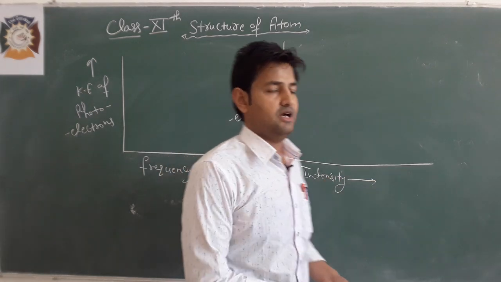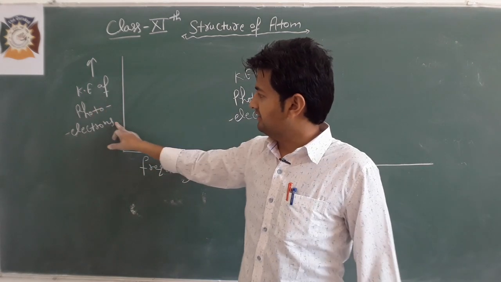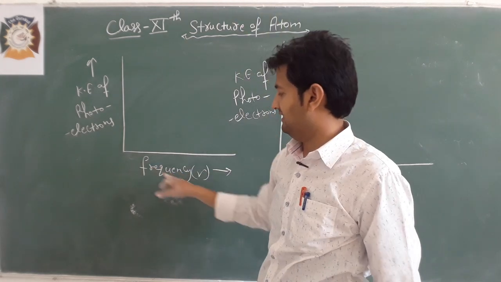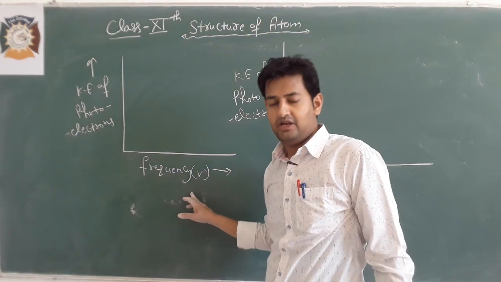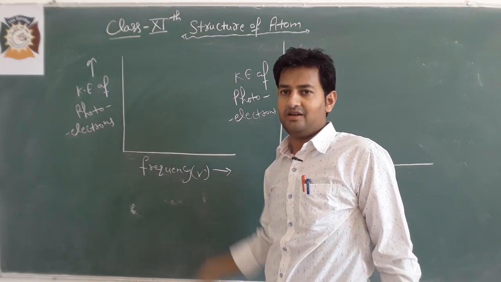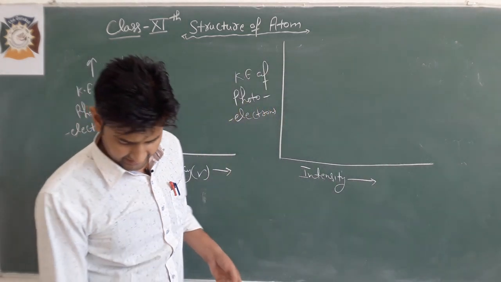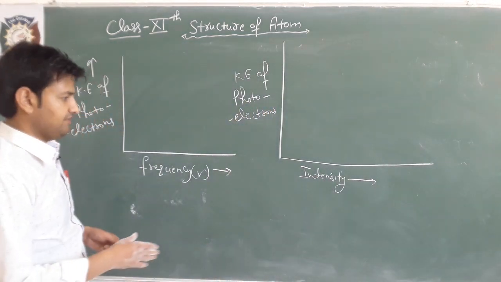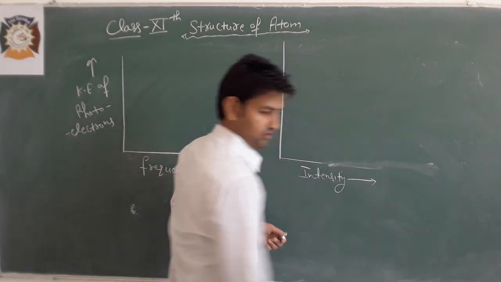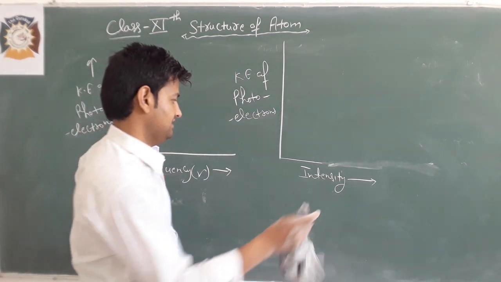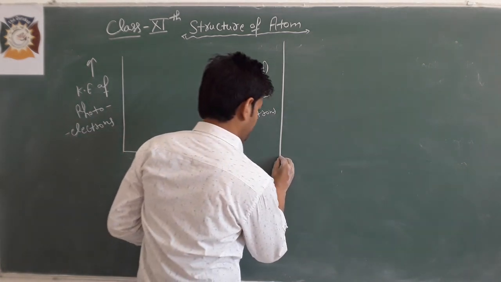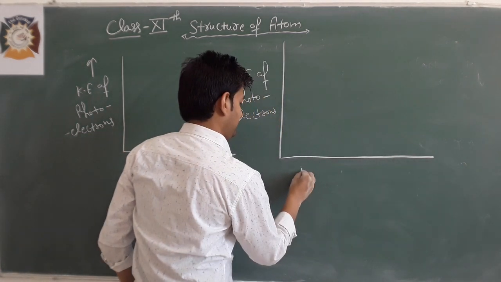We know that the kinetic energy or velocity of the electrons ejected from the surface of the metal depends upon the frequency. As we increase the frequency, the kinetic energy of the photoelectron ejected will increase. But there is a requirement of some minimum amount of frequency for the ejection of electrons from the metal surface. So this is intensity.